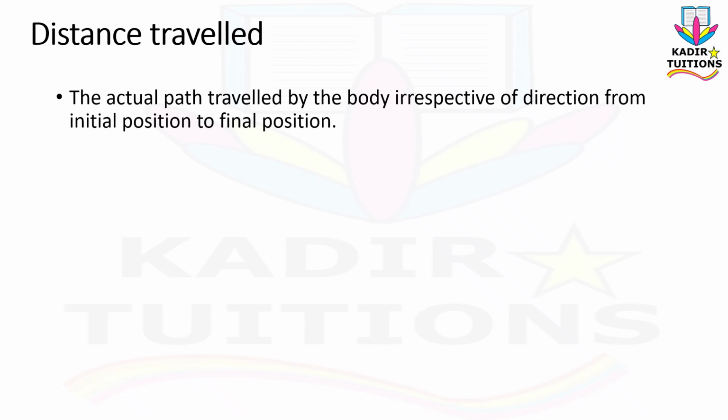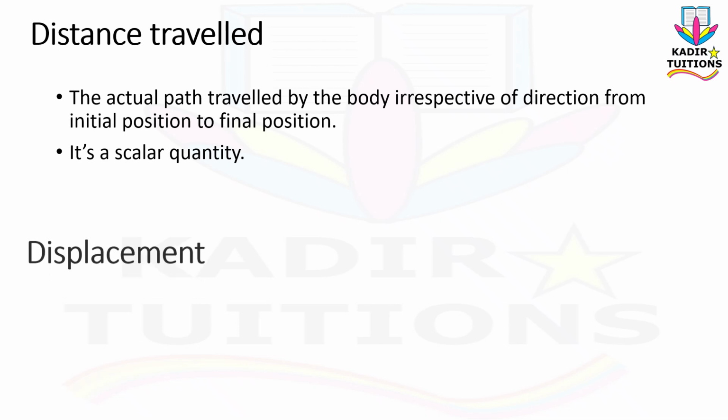Hello everyone, in this video we are going to see a very basic concept of physics, which is distance traveled and displacement. Let's see first what is distance traveled. It's the actual path where the body has been moving from the initial position to the final position irrespective of direction. We won't consider any direction. We will be considering only the magnitude of the path. So that's why we can say the distance is a scalar quantity.